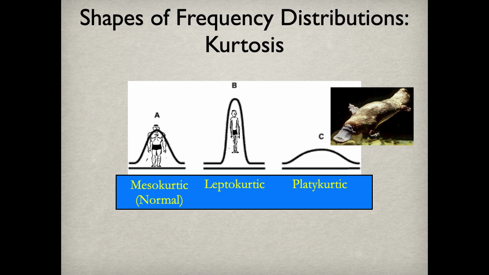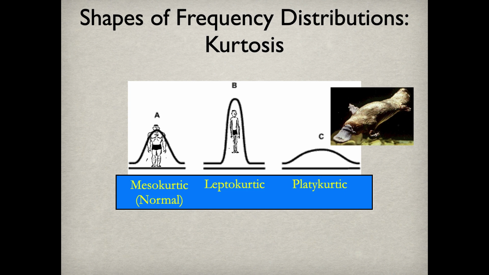So mesokurtic means it basically looks like a bell-shaped curve. That's kind of the ideal distribution. If instead the distribution is kind of tall and skinny, so it's very narrow, like the way it's depicted here in B, that's a distribution where its middle hump is kind of long and pointing upwards. That's called a leptokurtic distribution.